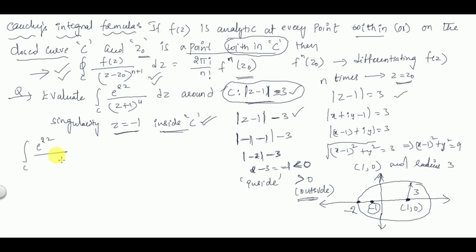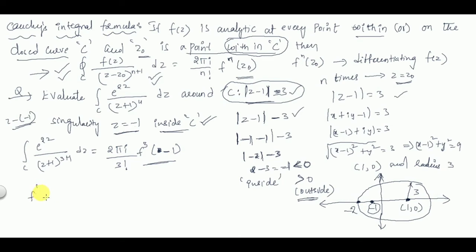So e power 2z by (z plus 1) whole to the power of 3 plus 1 we can write. As in the standard formula you have n plus 1, so we can write 4 as 3 plus 1. The integral of dz is equal to 2 pi i by 3 factorial, because n value is 3, into f triple dash of z0. z0 is -1. The standard form is z minus z0, so z plus 1 can be written as z minus of -1. So it will be f triple dash of -1. So z0 is -1 now. First of all we have to find this value. The remaining are all the same.